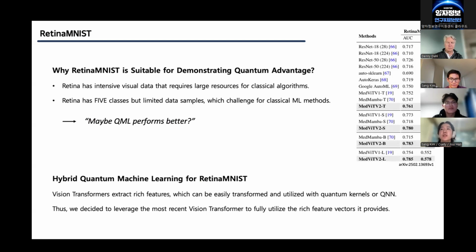Retina images typically have high resolution and structural complexity, which can be computationally expensive using classical methods. RetinaMNIST, while containing 5 classes, has a relatively small number of samples. These characteristics make it a suitable challenge for testing the efficiency improvement that quantum machine learning may provide. Based on these points, our team decided to use RetinaMNIST as the primary data set for applying quantum machine learning.